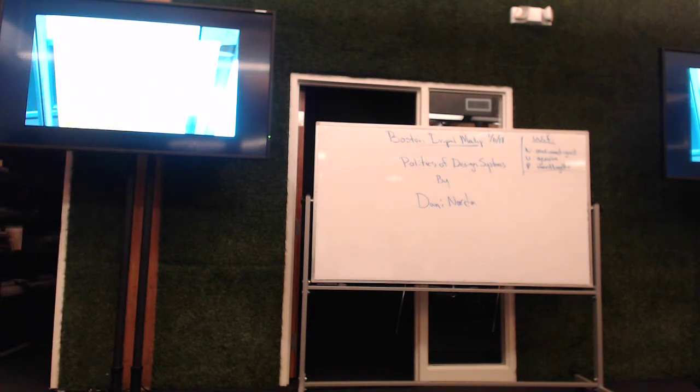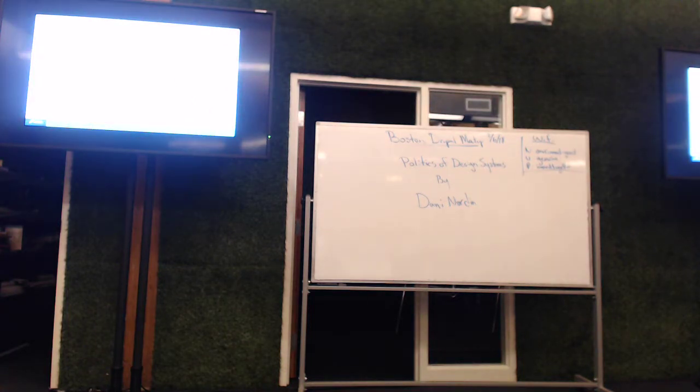So the takeaway, that's pretty much the whole framework. The main things I want to leave you with. The biggest thing is that a design system is organizational change. There's no two ways about it.